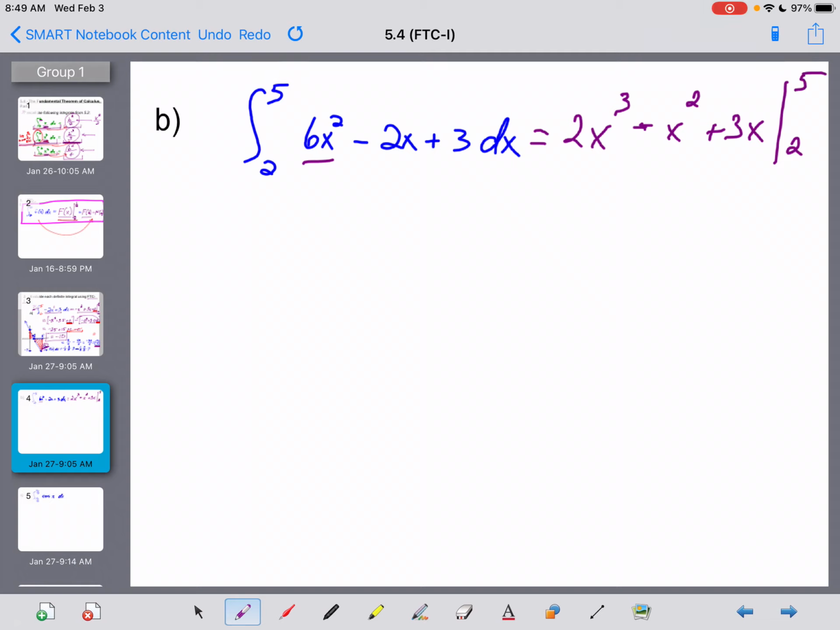Check yourself real quick. Does our derivative now match the original integrand? The derivative of 2x cubed is 6x squared. The derivative of minus x squared is minus 2x. The derivative of plus 3x is plus 3. So yeah, we're in good shape.